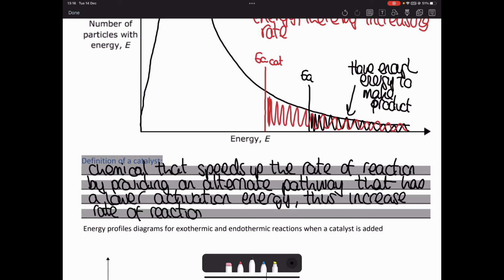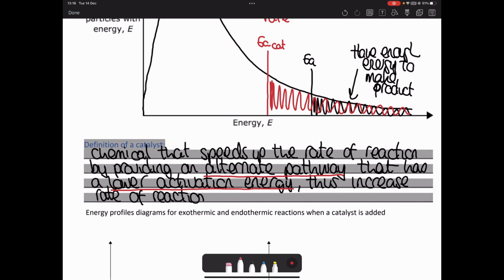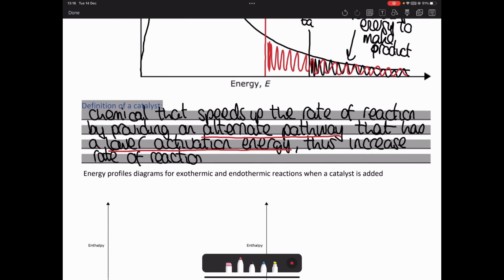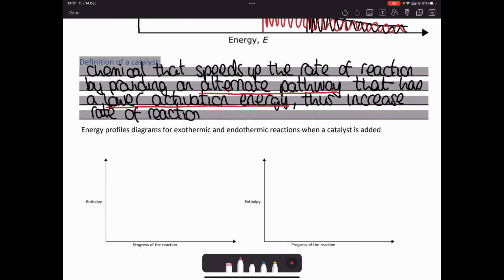So this is our leaving cert proof now. It's an alternative pathway that has a lower activation energy. So more particles will have energy greater than your activation energy, can successfully and effectively collide in the correct orientation to make us product. So just the last little thing that we're going to do is what happens to an energy profile diagram when we put in a catalyst.